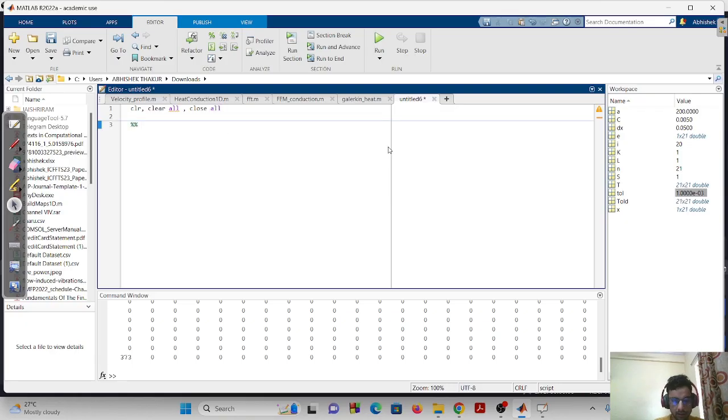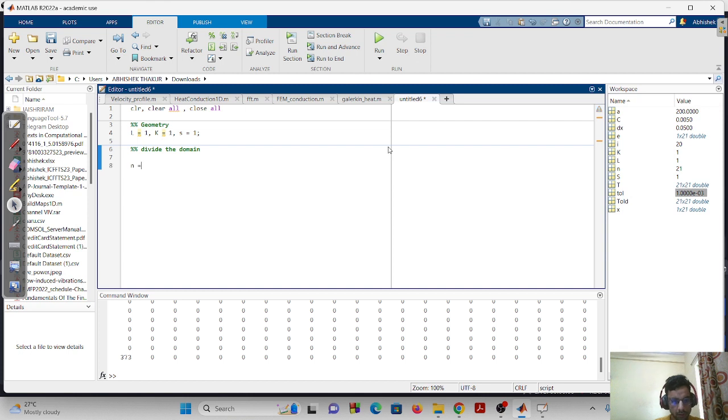First thing is to define the geometrical parameters. Let's say the length of the rod is 1, conductivity is also 1, and heat generation is also 1. Then we'll divide the domain.